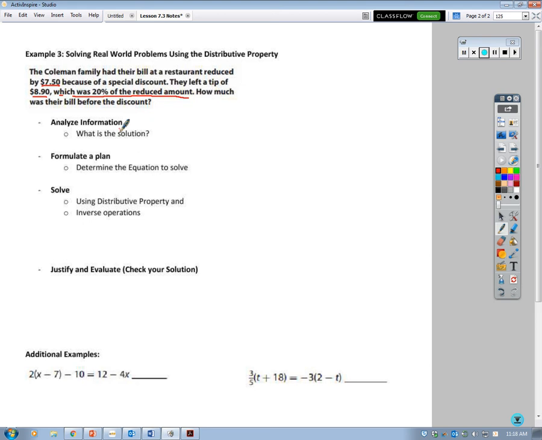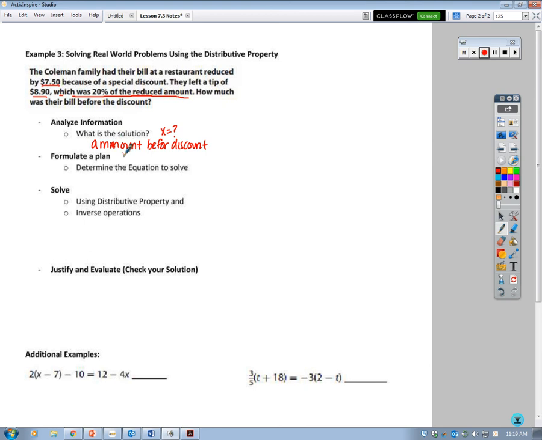So we need to first analyze the situation. We're looking for, well, what is our solution? What is it that we are given? What do we know? And so the solution is going to be the amount before the discount. So that's what we're trying to solve for. We're trying to find out what is x, right? The amount before the discount.